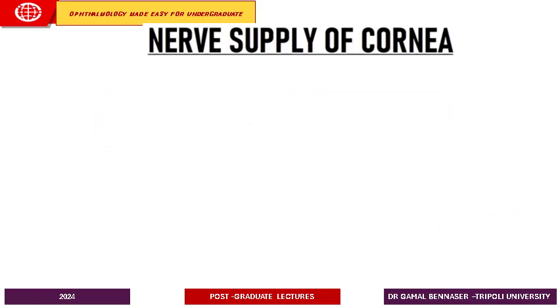Now we'll speak about the nerve supply of the cornea, which is an important aspect in studying the anatomy of the cornea. Also, it is important from a clinical point of view that there are many diseases of the cornea that affect the nerves, as well as the healing and the integrity of the surface epithelium, and the tear film is related to a large extent to the integrity of the nerves of the cornea.